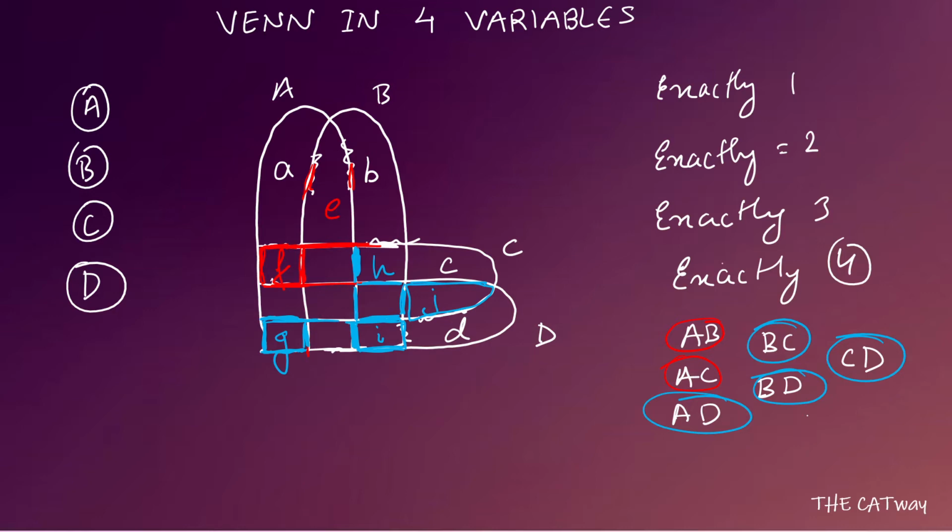So I, then J. Now we have to represent 3. For representing 3, let's see what all things are there. There are going to be exactly 4 cases where we represent 3: ABC, ABD, ACD, and BCD.